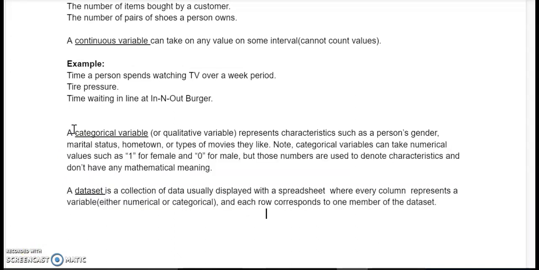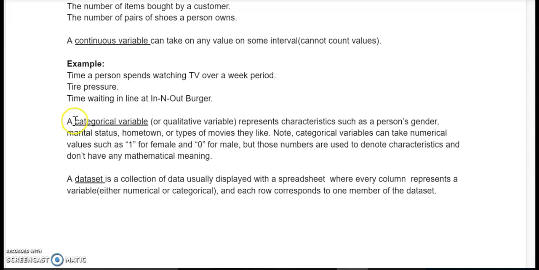Okay, so next thing is a categorical variable or qualitative variable, which represents characteristics such as a person's gender, marital status, hometown, or types of movie they like. And note here, categorical variables can take numerical values such as 1 for female, 0 for male, but those numbers are just to denote characteristics and don't have any mathematical meaning. We'll look at some more concrete examples in a second.